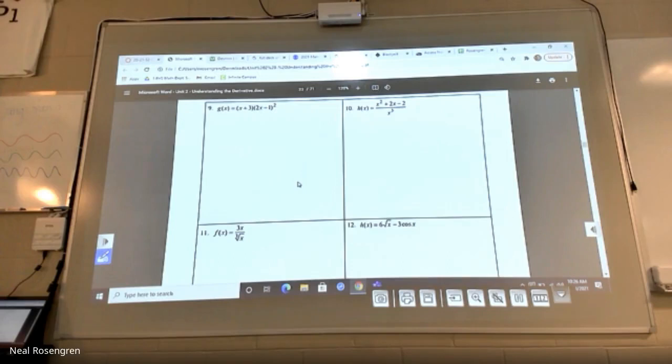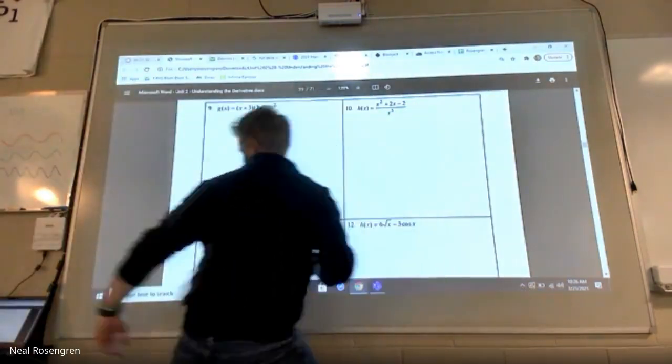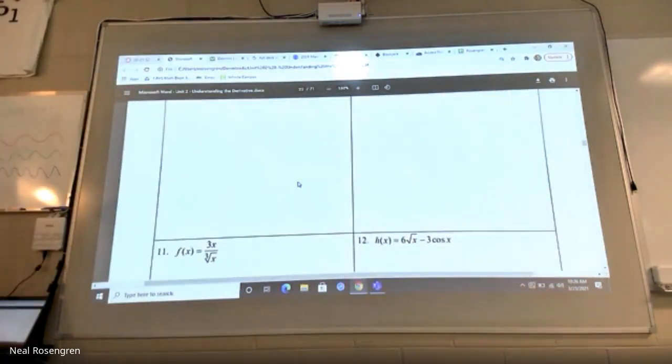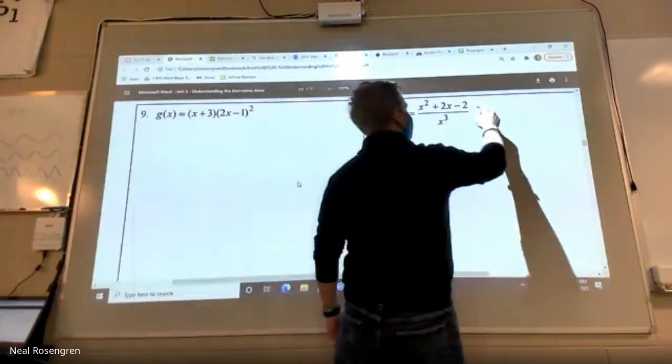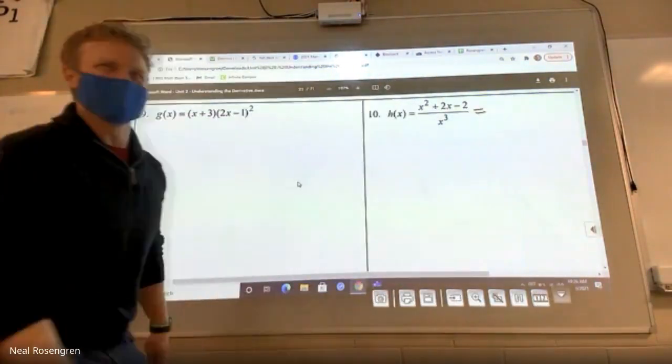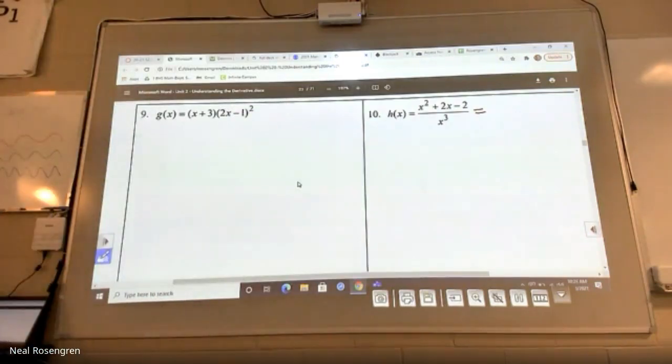Is this ready to go for the derivative yet? Not yet, not for us. So we're going to have to rewrite the function first. We're going to rewrite that function first. How do we do that with these rationals? How do we get rid of the whole fraction part of this?